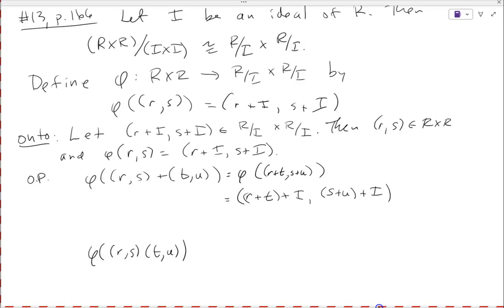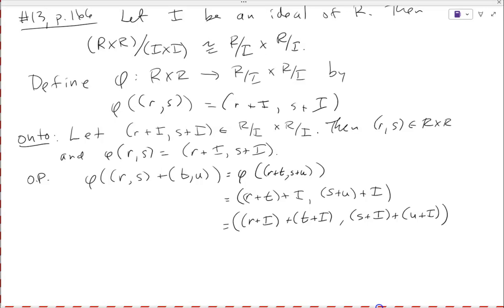And now we need to break this apart. But remember, when we add cosets, the way we add cosets is to add coset representatives, right? So in the first component, I can really think of this as r plus I plus t plus I. And the same thing in the second component, just with s and u. And again, I didn't leave myself much room for that one. Let me erase this so I'll rewrite it in a minute. Now, what can you do?